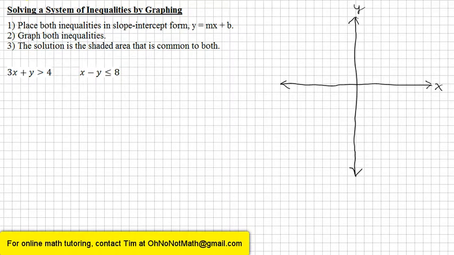So let's do an example. We have two inequalities. We have 3x plus y is greater than 4, and x minus y is less than or equal to 8. So let's take the first inequality. Step one is to place it in slope-intercept form. So we want to isolate the y on the left side of the inequality. So we have to subtract out the 3x. 3x minus 3x is 0, leaving us with just y on the left side. Whatever we do to the left side, we also have to do to the right. So we subtract 3x from the right side, which gives us negative 3x plus 4. Okay, so that's in slope-intercept form.